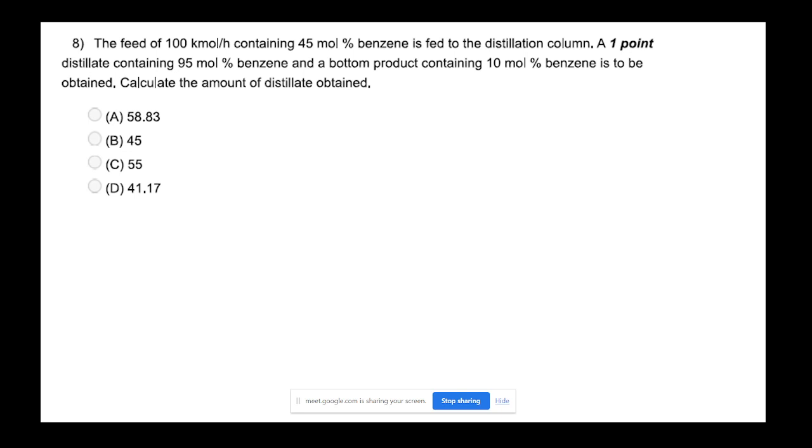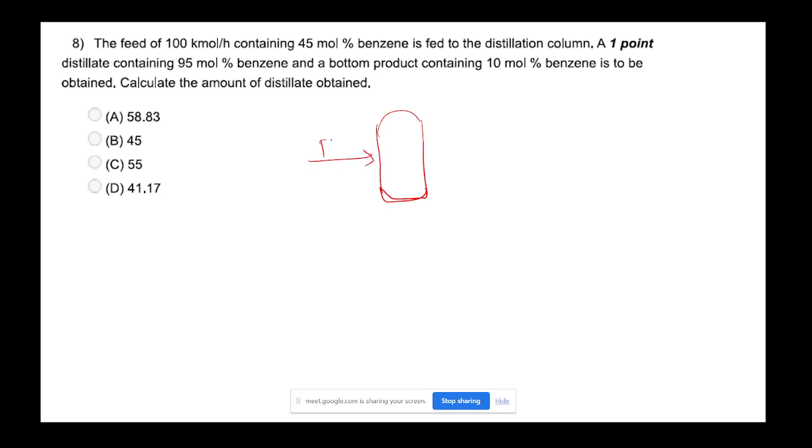Next question is, the feed of 100 kilomole containing 45% of benzene is fed to a distillation column. So there is one suggestion: if you want to solve any material balance, and there is no flow sheet or system given in the question, then it is better you draw that system. So first we will draw that system. So we have one distillation unit.